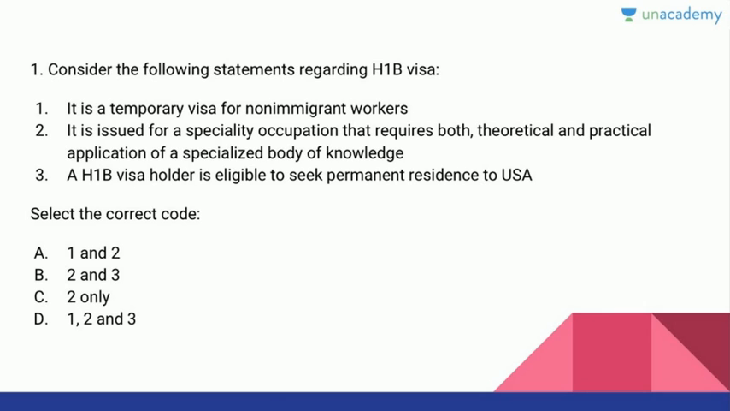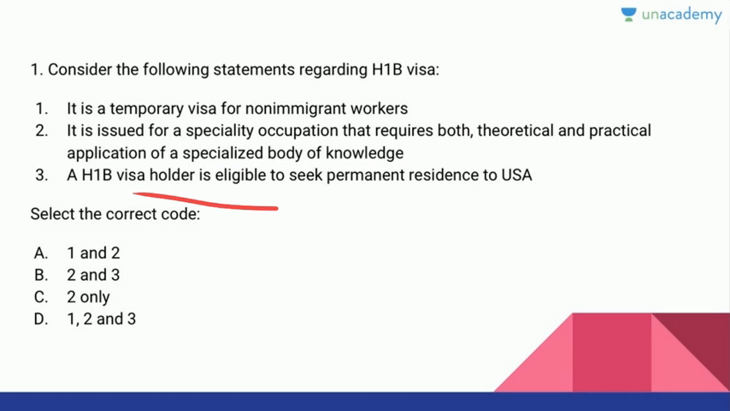Question number 1. Consider the following statements regarding H-1B visa. Now it has been in news recently because of Donald Trump and the action of banning Muslims of certain country to enter into the United States of America. It is a temporary visa for non-immigrant workers. Okay. This is absolutely wrong. It is issued for a specialty of occupation that requires both theoretical and practical application of a specialized body of knowledge. This is absolutely correct.